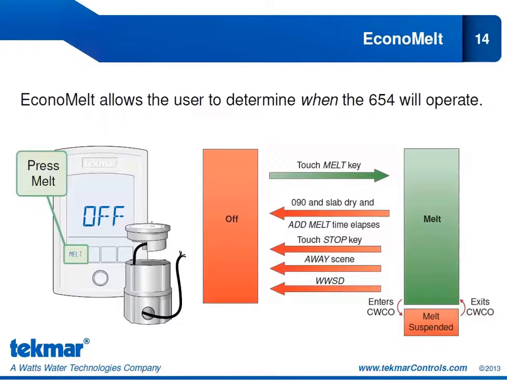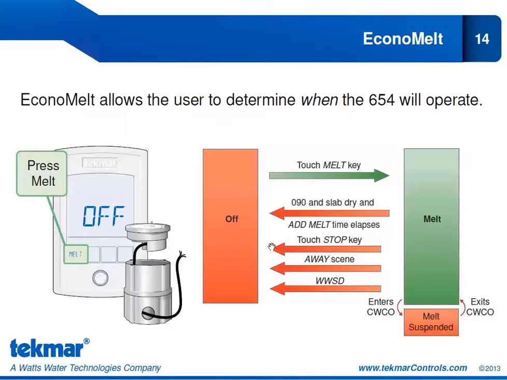So let's take a look at the chart for EconoMelt. We have our off state and our melt state. How do we move from off to melt? By touching the melt key. So we have to touch this melt key to give it that manual start. That'll take it from off into a melt cycle. Now, when will it stop? It'll stop when the snow ice sensor is dry and the add melt time has elapsed. You can also force it off by touching the stop key or changing it to the away scene. Or if the ambient temperature rises above the warm weather shutdown setting, it will also move to the off state.